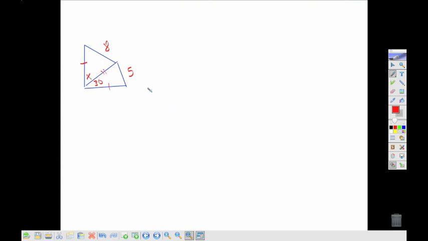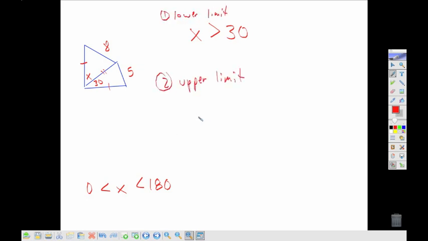If we look at a similar problem, we see here that x is across from the 8, 30 is across from the 5. We have the side-angle-side going on. And so if I wanted to compare x with 30, we would see that x has to be greater than 30. In this case, we already have a lower limit. So when we're thinking about that x being between 0 and 180, we see that the upper limit in this case would have to be the 180. So again, just like the last one, we look for a lower limit and we look for an upper limit. So this time I'm between 30 and 180.